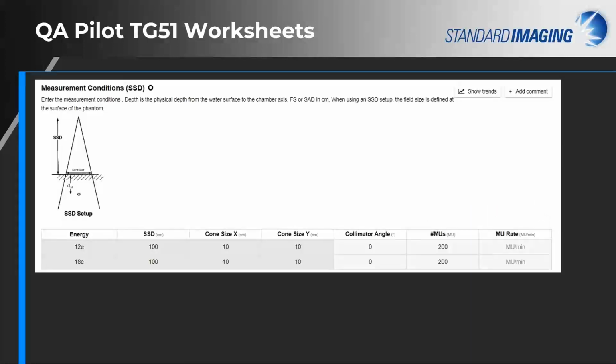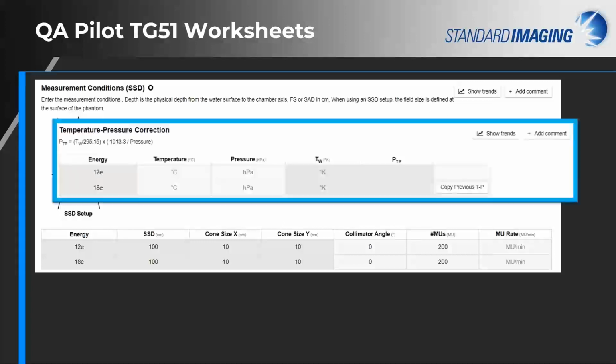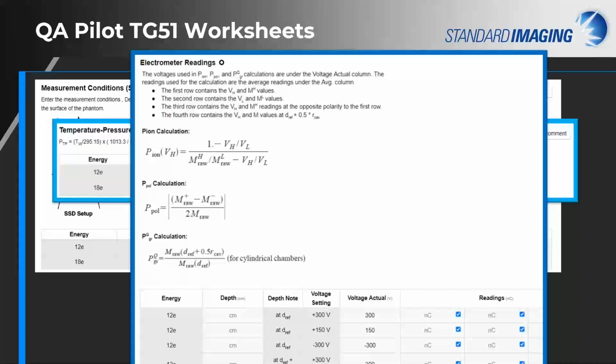TG51 worksheets include details on measurement conditions, temperature and pressure correction, electrometer readings, and P-ion calculations, making it very simple to use these as you're notified right on screen what you're doing and what the data relates to.